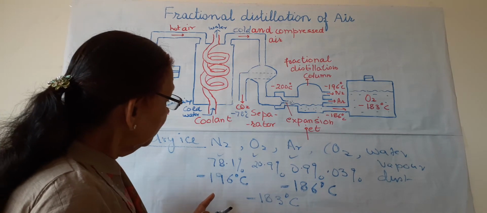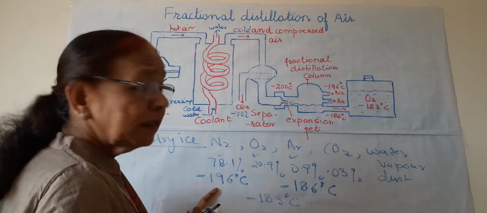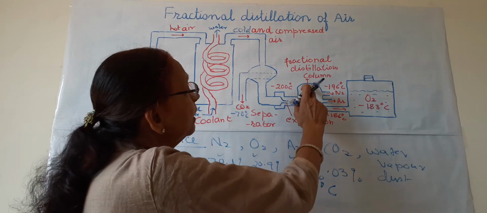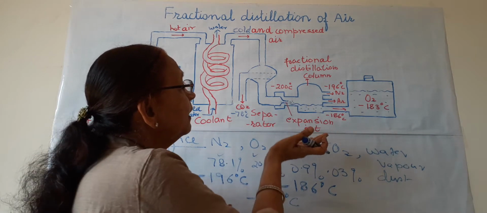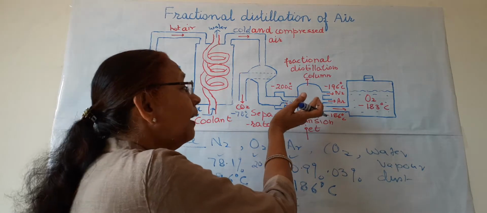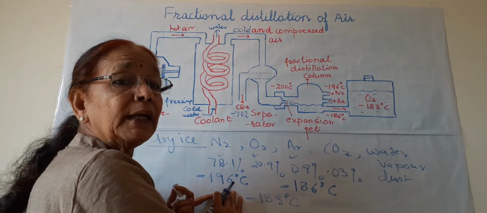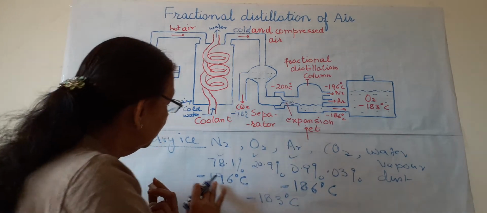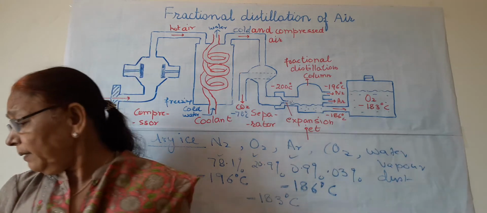Now this has the highest boiling point, this has the lowest boiling point. From the expansion jet, when the liquefied air comes into this fractional distillation column, it is slightly warmed up. When we warm the air here, first of all this nitrogen turns into gaseous state. The liquid nitrogen is at a temperature of minus 200.